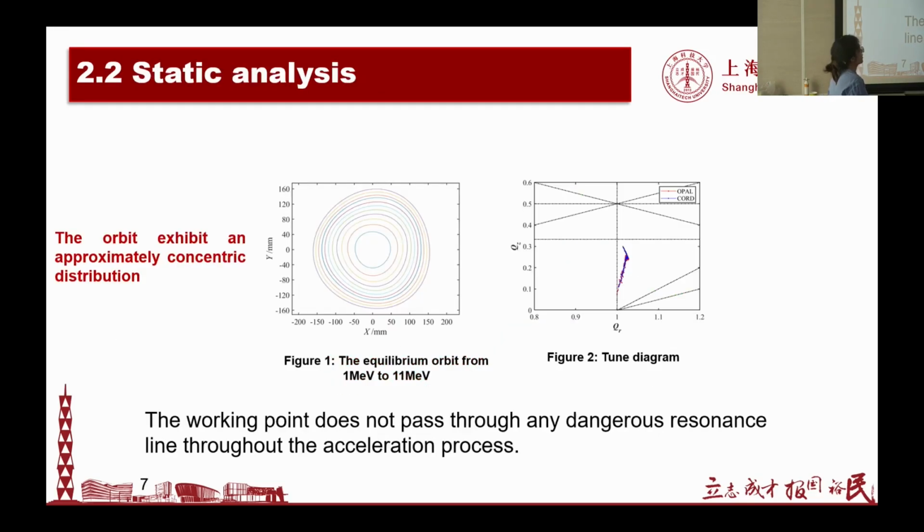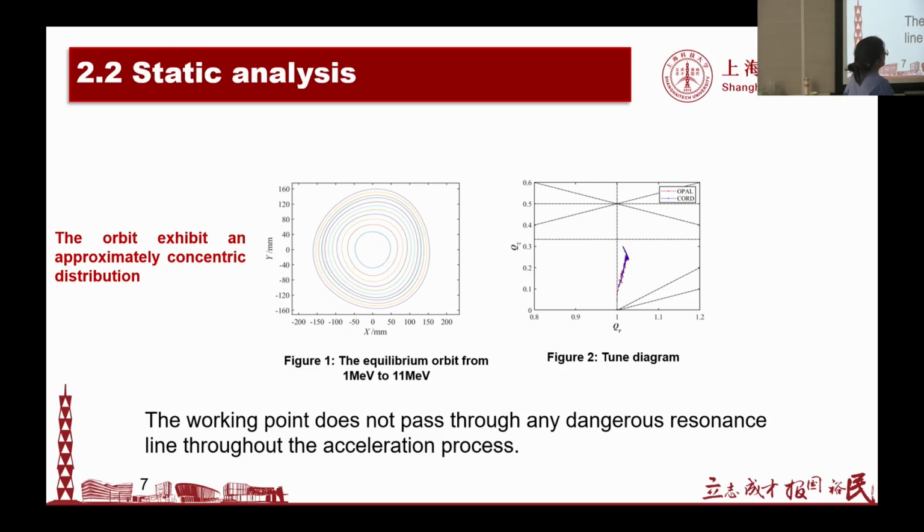After we obtain the isochronous field, we need to perform the beam dynamics. In order to verify the isochronous field, static analysis is conducted. Figure 1 is the equilibrium orbit distribution with energy from 1 MeV to 11 MeV. We can see that the orbit exhibits an approximately concentric distribution, and the beam will undergo small oscillation around those orbits.